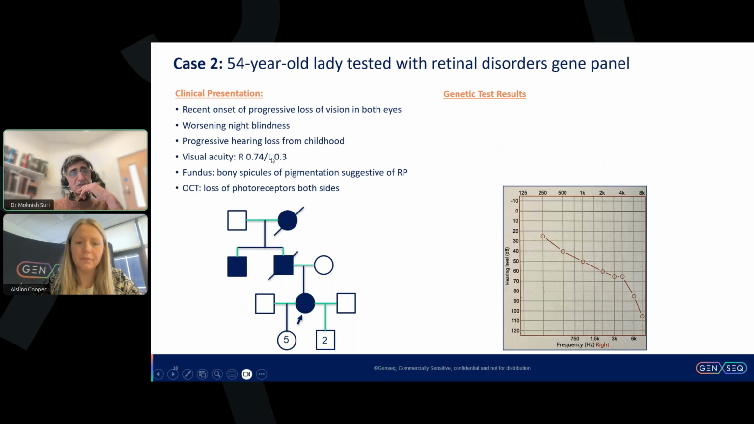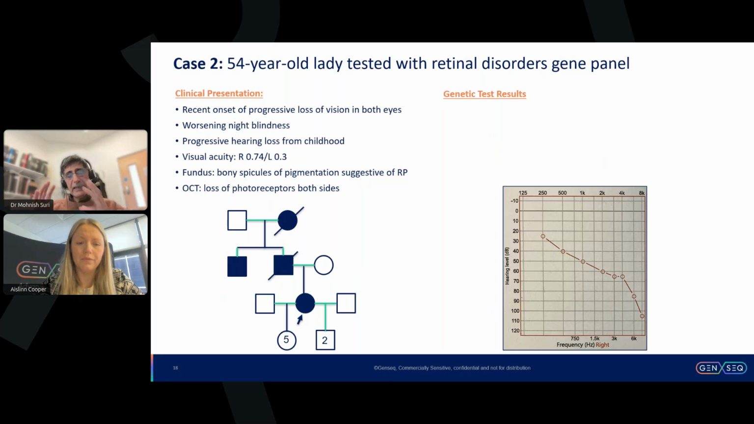On examination, she had reduced visual acuity. These are logMAR scores. Fundus examination showed bony spicules of pigmentation suggestive of retinitis pigmentosa, and she had an OCT which showed loss of photoreceptors on both sides. This was her history. So she was here. This is this lady. She had 7 children from 2 relationships. Her father had been similarly affected. He had been affected late. Her father's brother and mother were also affected. Her father had died, and her paternal grandmother had also died.